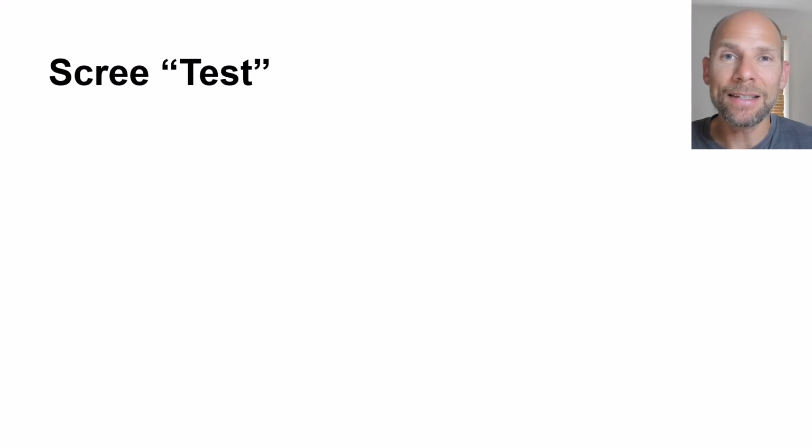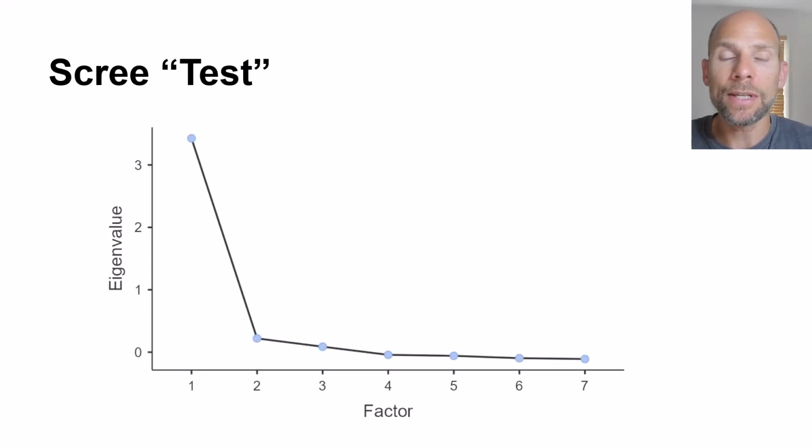Now I put test here in quotation marks because this is not really a test. In terms of a statistical test where you reject or retain a null hypothesis, it's much more subjective than that, but it's often called a Scree test in the literature. Now what does the Scree test do? The Scree test again looks at the eigenvalues in a plot that is also often referred to as a Scree plot, and then looks at a characteristic point where the curve of the eigenvalues flattens out.